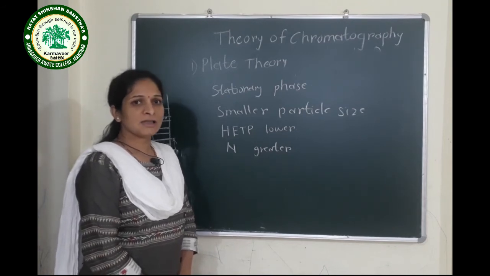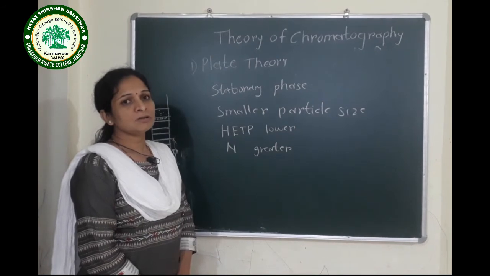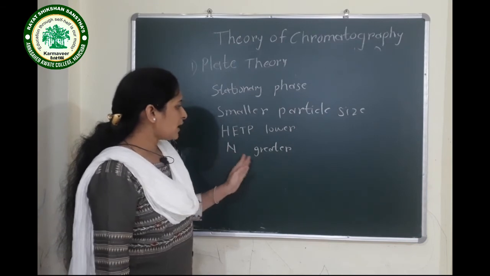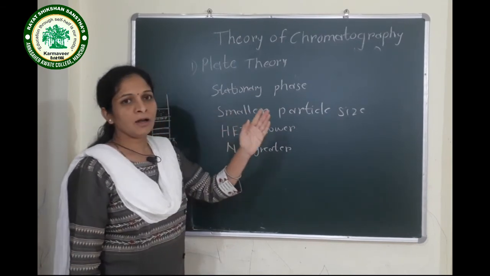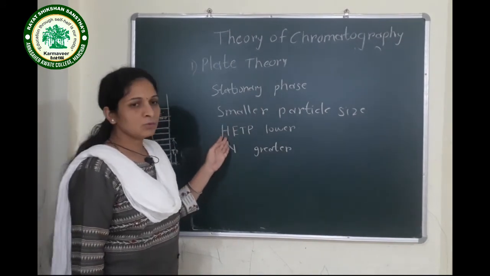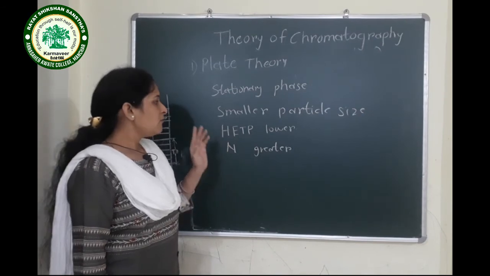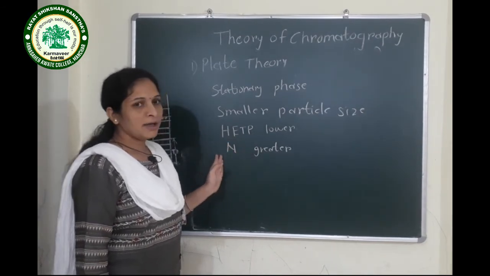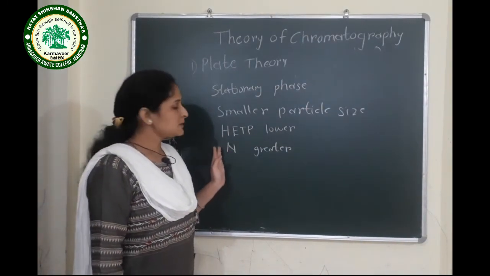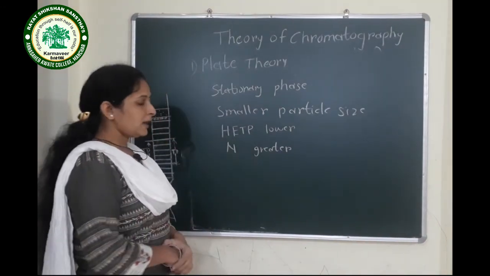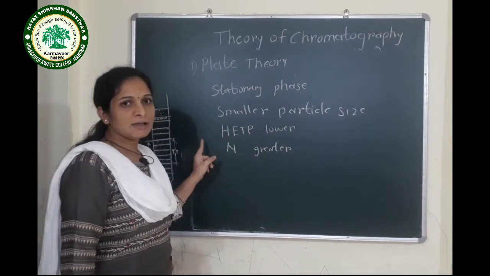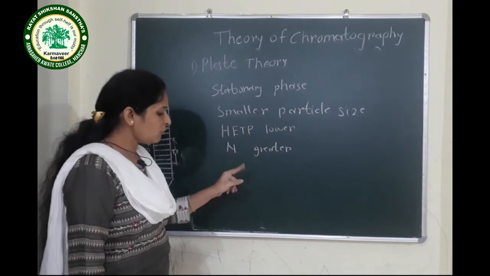On this greater surface area, more compounds can be adsorbed. That's why we get a greater value of N for the smaller particle size, as the particle size is related to the HTP and N. When the HTP value is lower, we get a greater value of N, meaning the number of theoretical plates will increase. So particle size is related to the number of plates. When particle size is smaller, we get a greater number of plates.